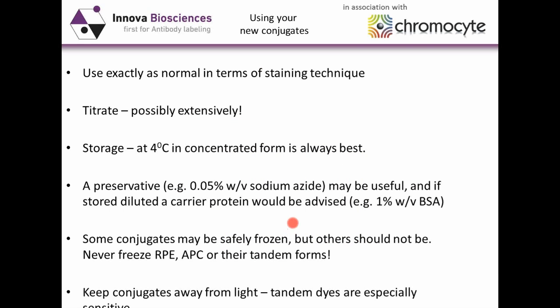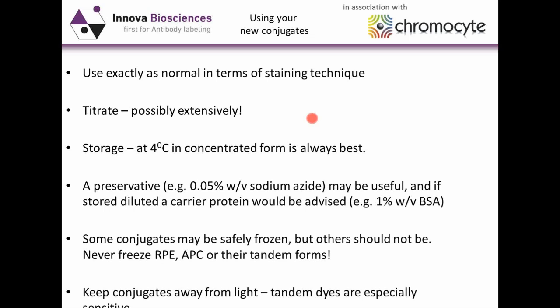Once you've undertaken the conjugation, what are you going to do to use your new conjugate? The thing I'd like to underline is you actually will use them in exactly the same way as your normal staining technique. However, you may need to titrate your antibody, and possibly extensively. Again, it's worth pointing out that many commercially available directly conjugated antibodies are probably sold around about 10 to 100 micrograms per milliliter. You have just conjugated your antibody probably at 1 mg per ml, and as we said earlier, there is no loss of yield, so your antibody is still going to be relatively concentrated.